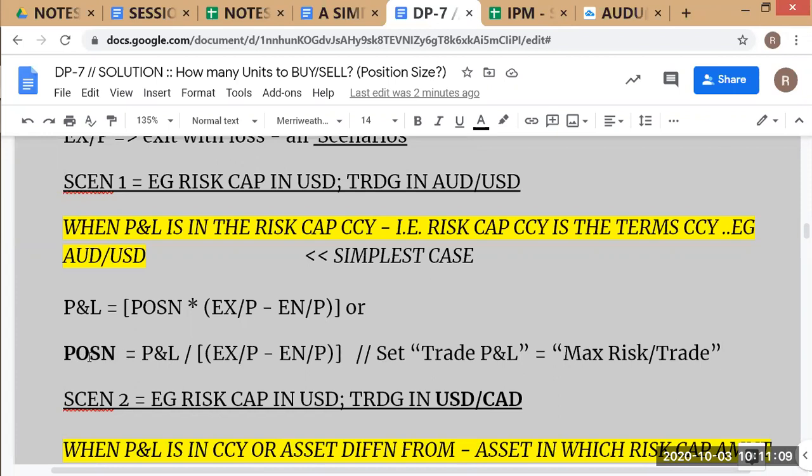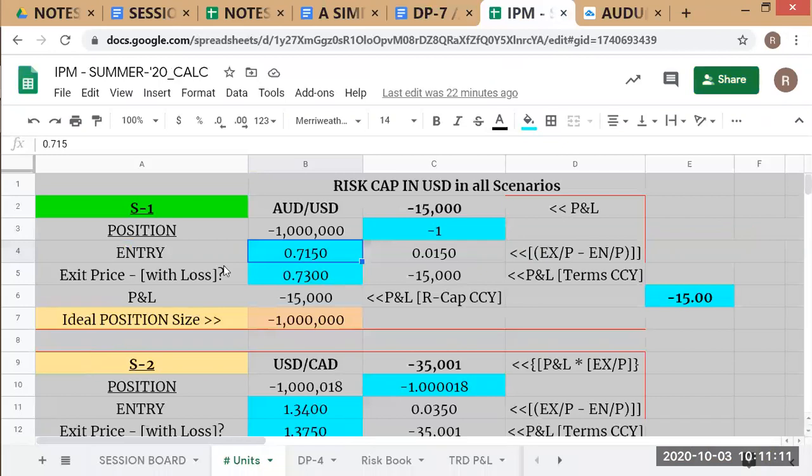You know that you're going short at 71.50. You know that you're stopping out at 73. But you don't know how many units. Here, this is your PNL. 15K is your PNL. Let's assume that the 15K is the maximum risk per trade.